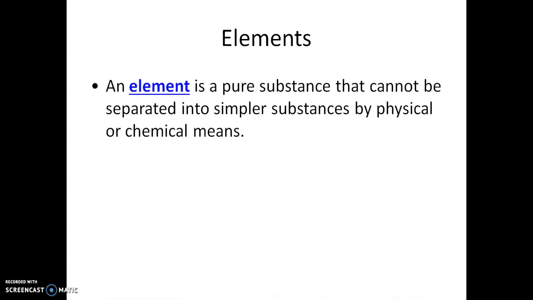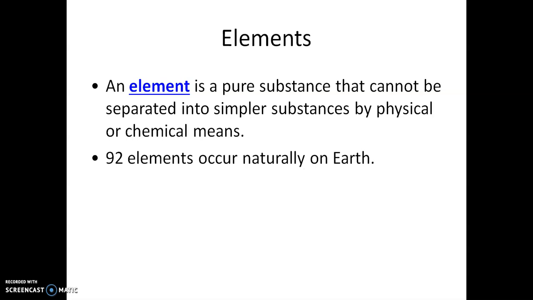Elements. An element is a pure substance, and it can't be separated into smaller substances. The only caveat for that is that elements can be separated with nuclear techniques like nuclear fusion, but they cannot be separated by physical or chemical techniques. There are 92 elements that naturally occur on the Earth. The rest of them are man-made, that we've made in the lab through fusion, and we'll learn about fusion in the next unit, I believe.